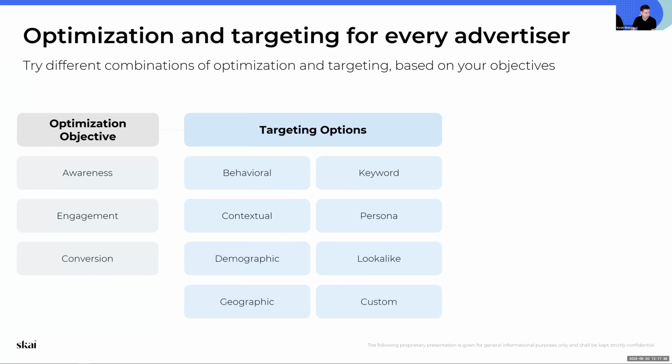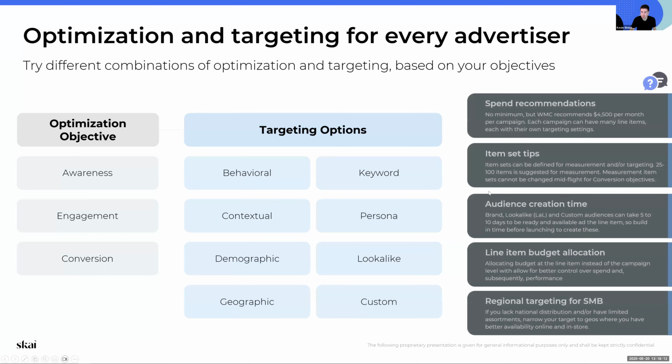And I'm not just saying this because I'm like a fanboy and I get to do this webinar. You have three different optimization objectives. If you're trying to drive conversion, you can drive that. There's a slew of really compelling targeting from behavioral and keyword, contextual, persona, demo, lookalike, geo, custom, and you can reach exactly who you want to reach thanks to Walmart's scale and technology. And the thing that I want to call out here is there's a lot of different combinations that you could make between the optimization objective and the targeting options.